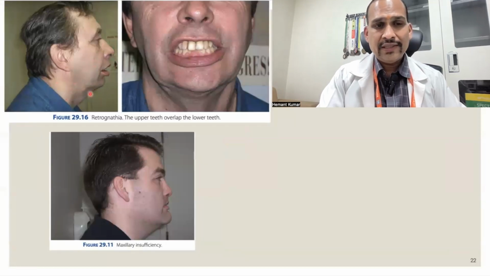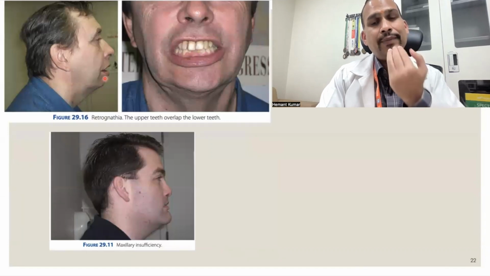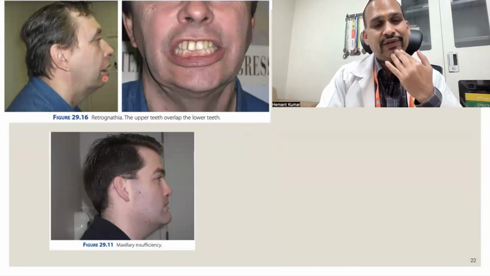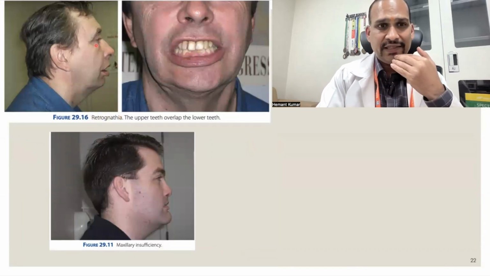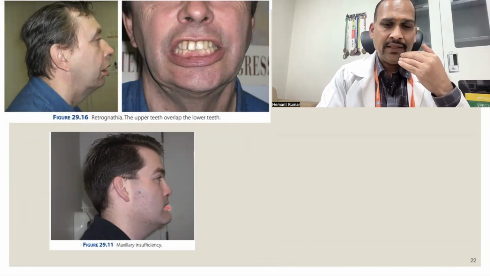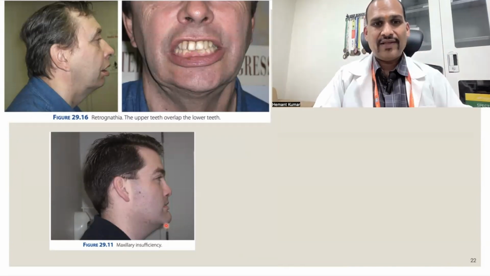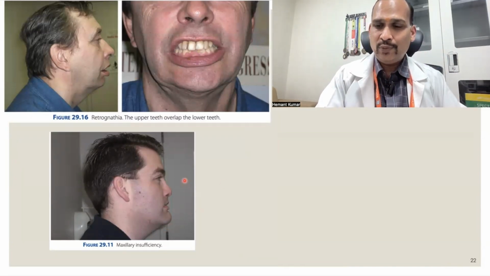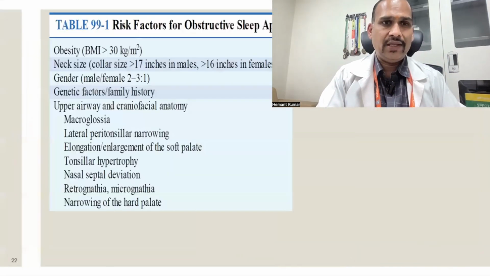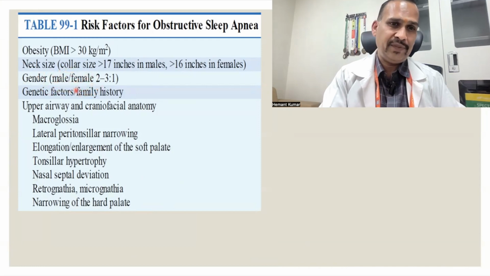Now, the mandible problem, the lower jaw problem. If the lower jaw is behind, pushed backward, this is called retrognathia. These patients tend to have more OSA risk. Then prognathia, where the mandible is coming forward. These patients also tend to have more OSA. Other risk factors include gender: male patients tend to have more OSA as compared to female patients.